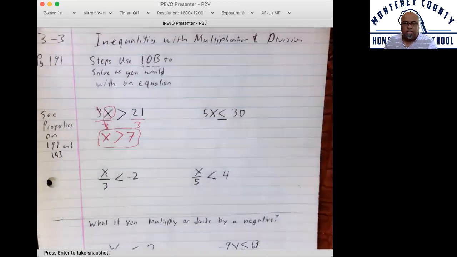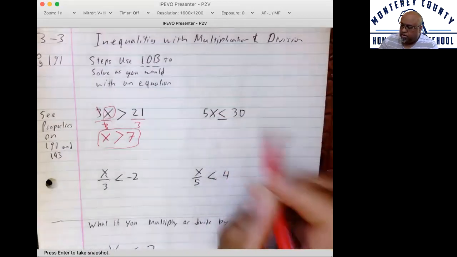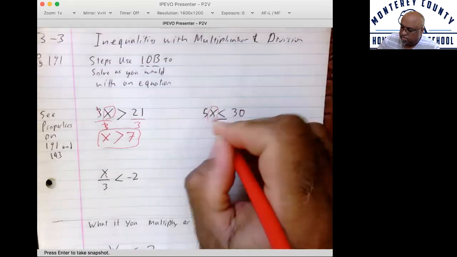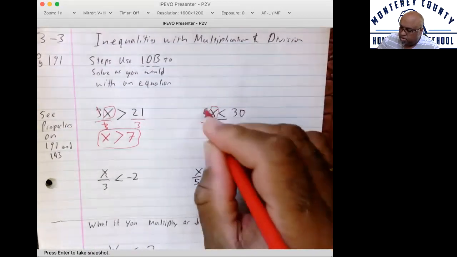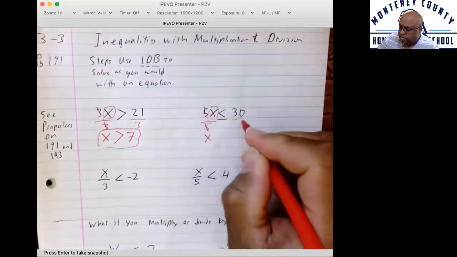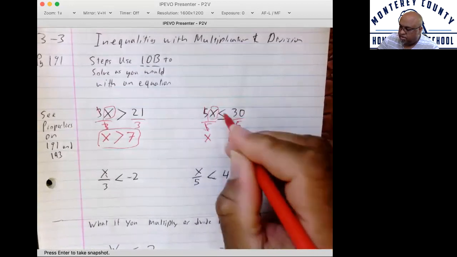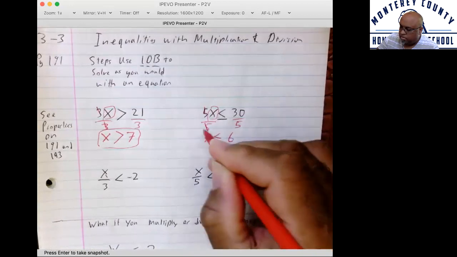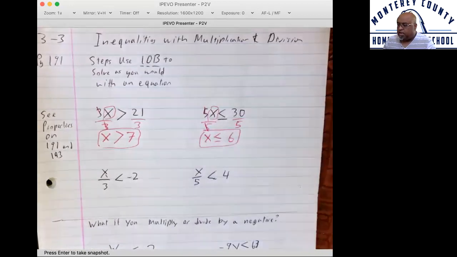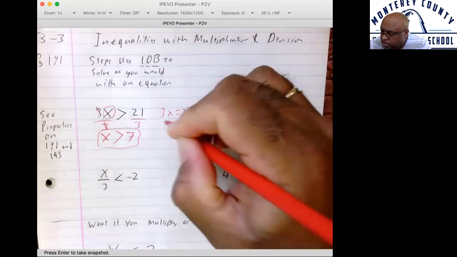Okay, let's go ahead and try this one. 5x is less than or equal to 30. Isolate the variable, opposite operation, divide both sides, divide by 5 to both sides of the inequality. 30 divided by 5 is 6. Rewrite the inequality symbol. x is less than or equal to 6. Okay, so see, the steps are the same as if this was an equation.